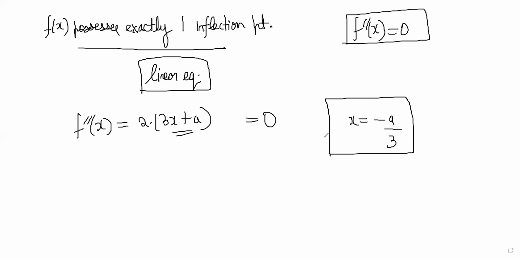Before this minus a by 3, your double derivative will be negative, and after that it will be positive. So therefore your curvature will change. It will be like this and then it will be like this. So that type of point is an inflection point. Everyone is clear? Yes, sir. Okay.